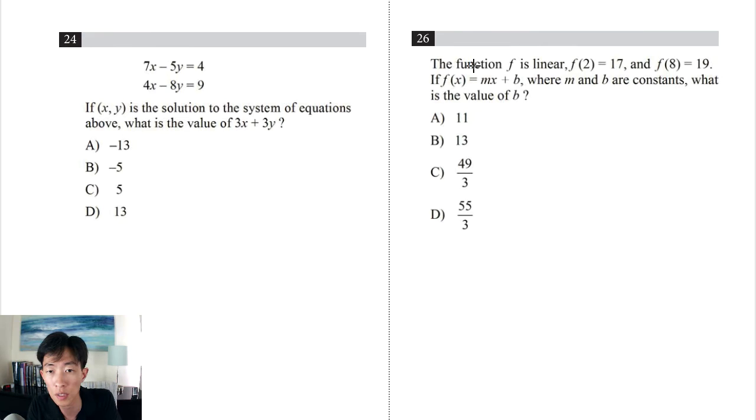Question 26. The function f is linear, and we're given 2 points. f of 2 is 17, f of 8 is 19. If f of x equals mx plus b, where m and b are constants, what is the value of b? All right, so for this one, we want to step back and figure out what our strategy is going to be. We have 2 points, note it's (2, 17) and (8, 19). They both lie on a line. And they're asking us for the value of b.